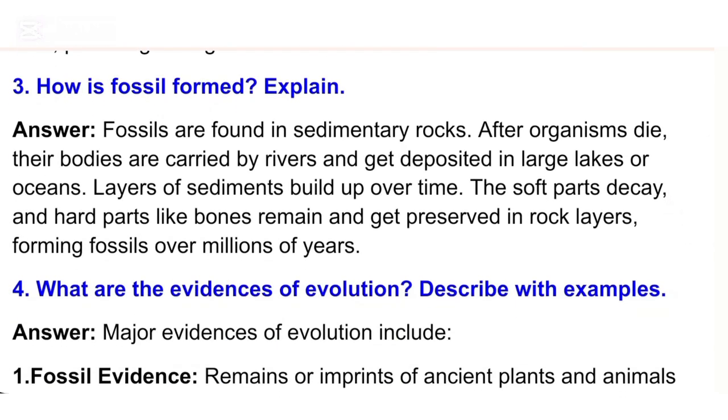3. How is a fossil formed? Explain. Answer. Fossils are found in sedimentary rocks. After organisms die, their bodies are carried by rivers and get deposited in large lakes or oceans. Layers of sediments build up over time. The soft parts decay, and hard parts like bones remain and get preserved in rock layers, forming fossils over millions of years.